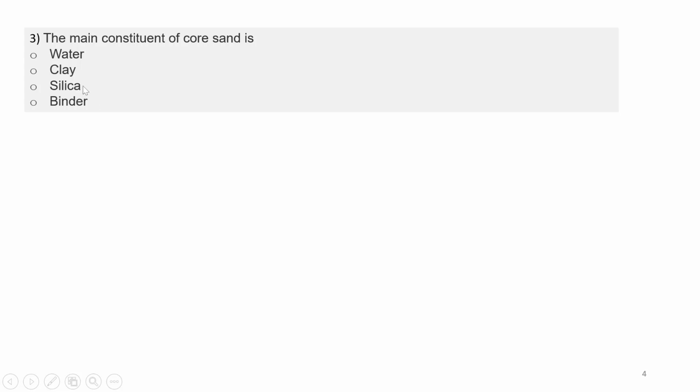Your options are water, clay, silica, binder. Water can be an answer because water can be present in the highest amount in the sand, but the answer will be either clay, silica or binder. When you look at the mixture of core sand, it is mainly made of silica and core oil. As a binder, you use core oil.